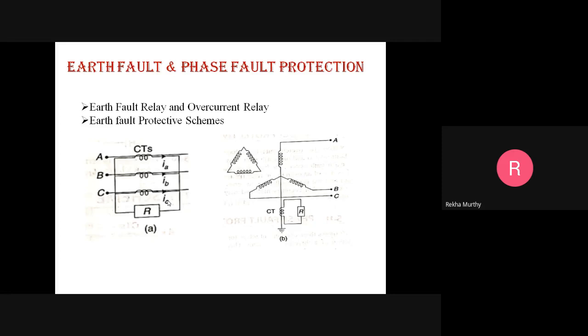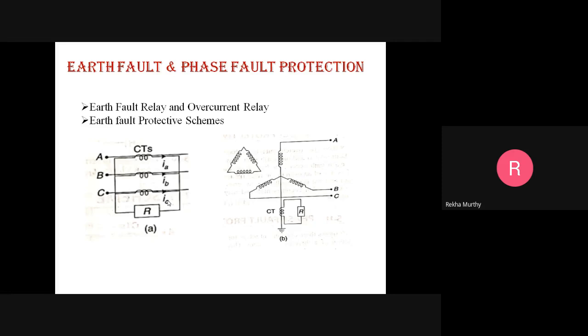Whenever it exceeds the pickup value, the earth fault relay is going to operate. So in this scheme, the relay operates only for the earth fault. During balanced load conditions, the earth fault relay carries no current. Hence, we can say theoretically that its current setting may be any value greater than 0.